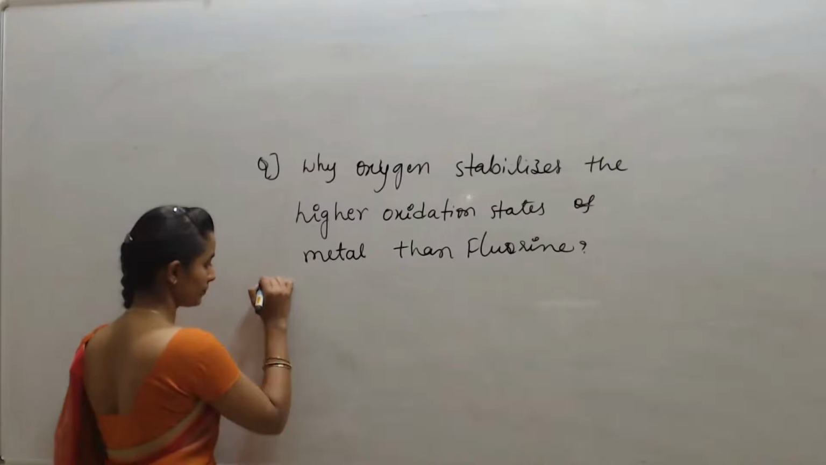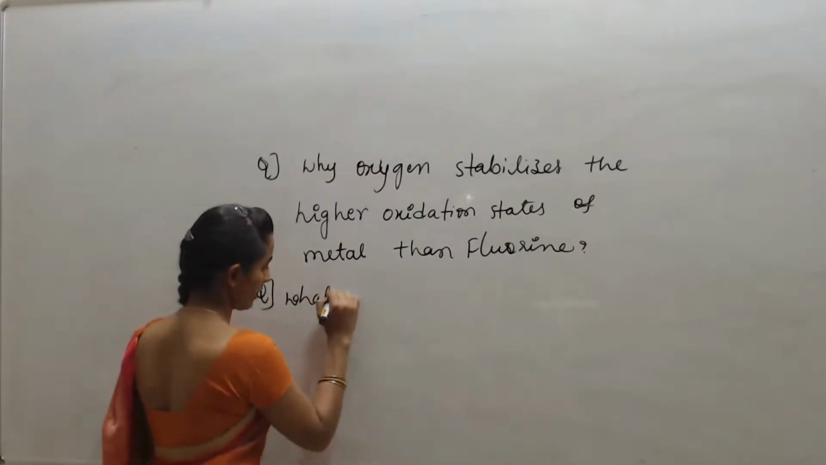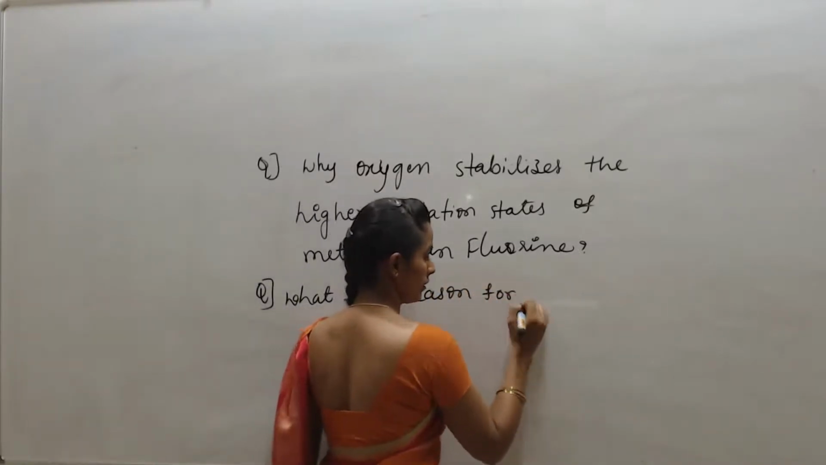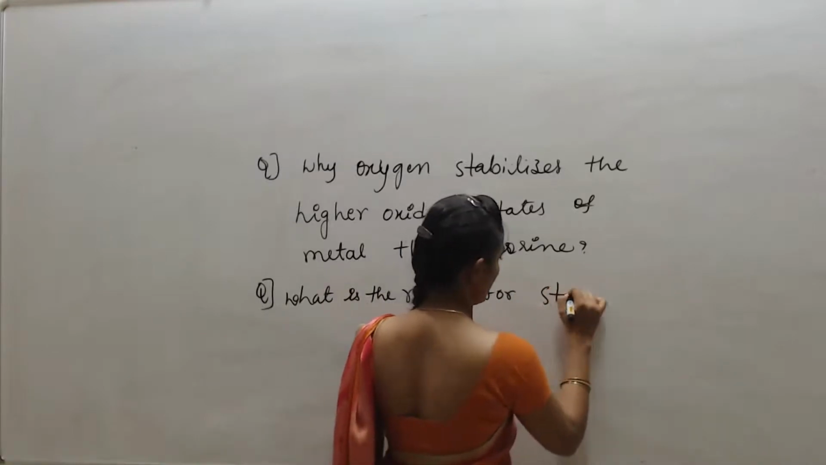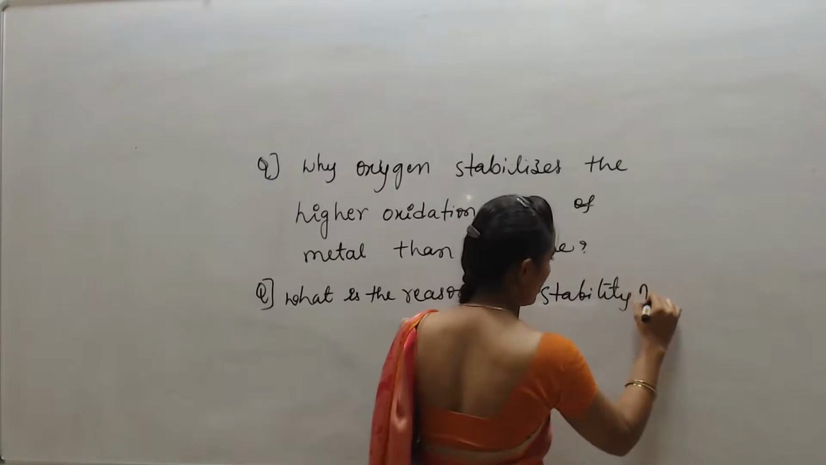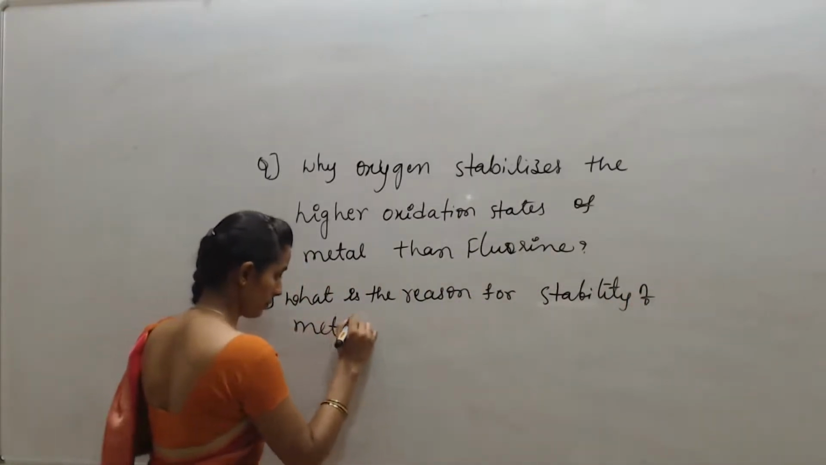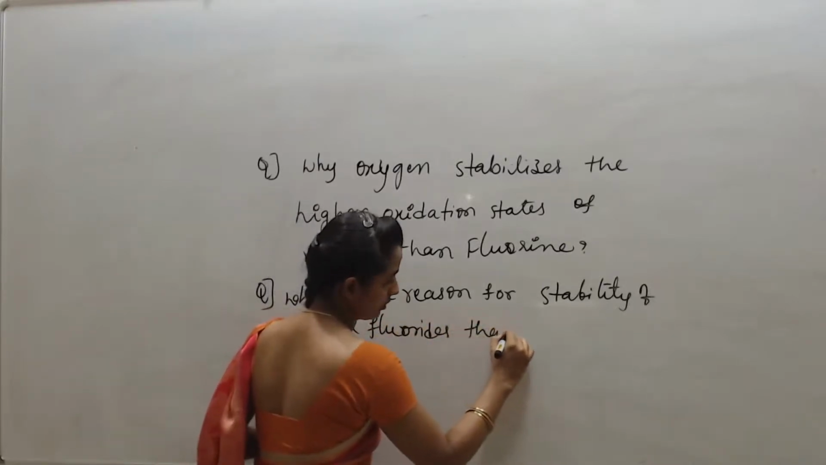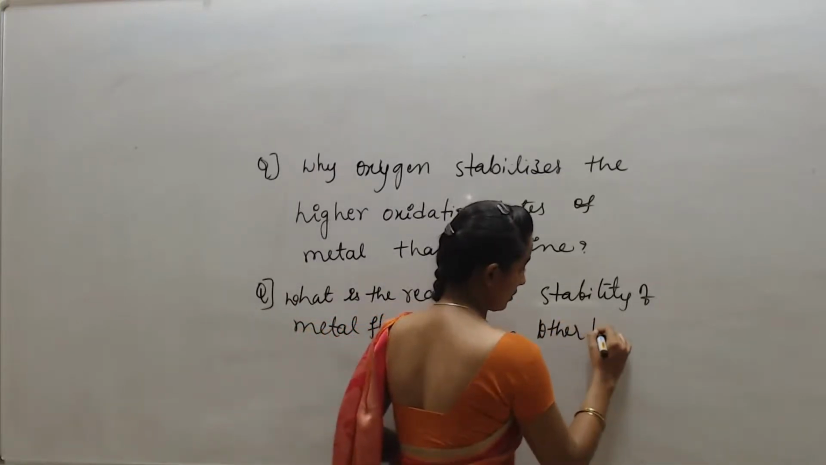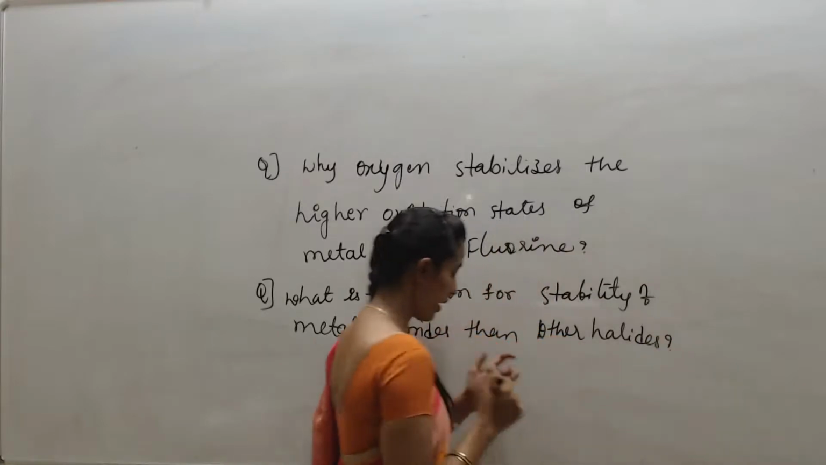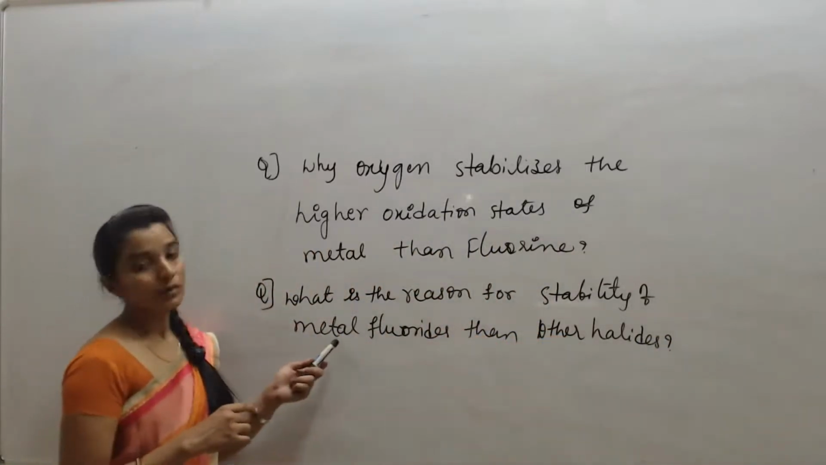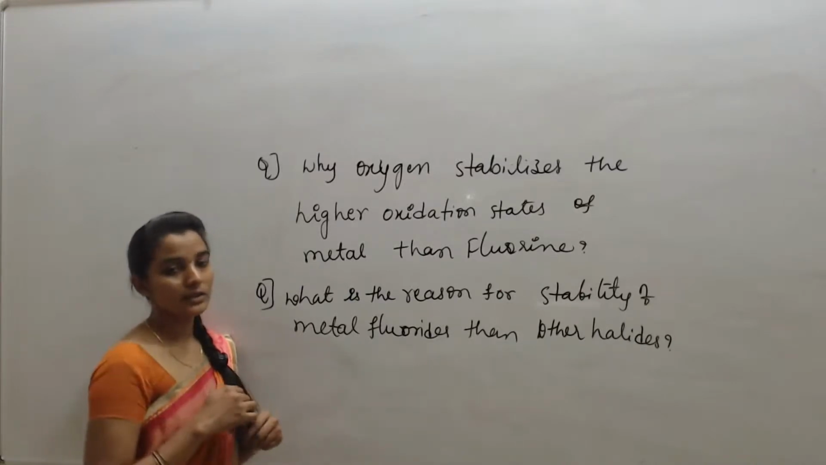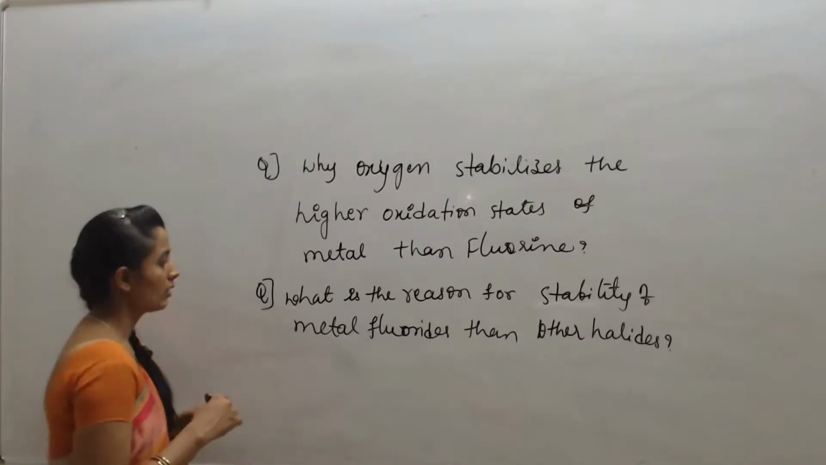Another question: what is the reason for the stability of metal fluorides over other halides? So the question is, why are metal fluorides very stable compared to other metal halides? Because the reason is fluorine has high lattice energy and less bond dissociation energy. Okay, and a smaller size.